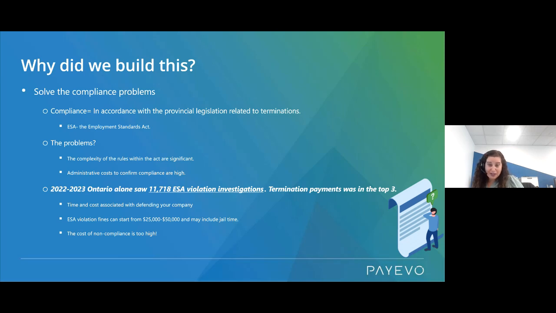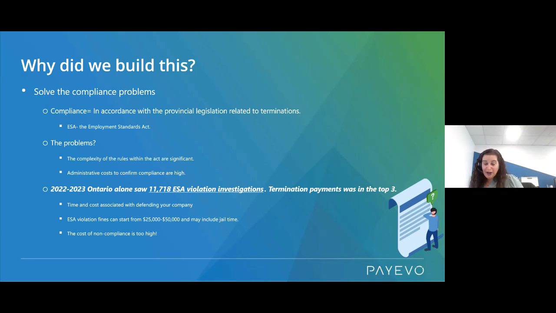Of those 11,718, the Ministry of Labor will only give us a breakdown of them, like what was the first, what was the second, what was the third, and so on. Termination payments was in the top 3 for complaints registered with the Ministry of Labor. So that's pretty significant if you think about the number of complaints that are coming through. Because why? Well, it's hard and it's expensive to try and figure it out and do it right. And again, these are the things we're trying to solve.